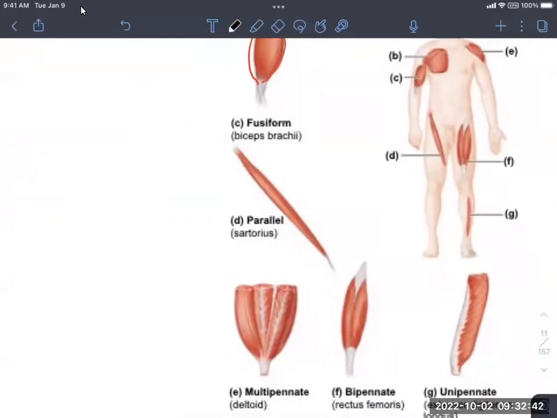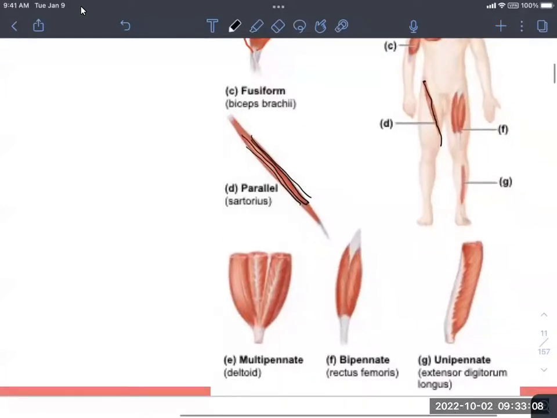Parallel. All these fibers run in a parallel direction. This is sartorius. This is a muscle you do need to know. It starts up at the hip and it attaches down. It crosses over. This is the muscle that lets you cross your legs. That's the best description of that muscle. We can have a bipennate.